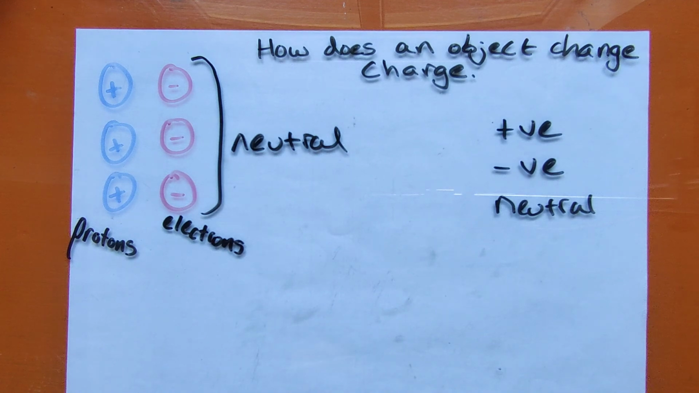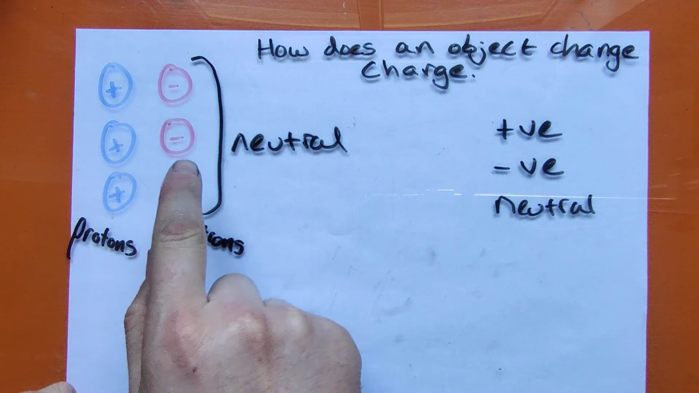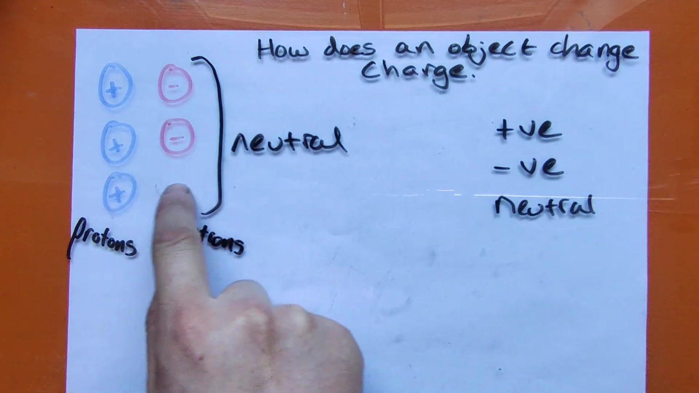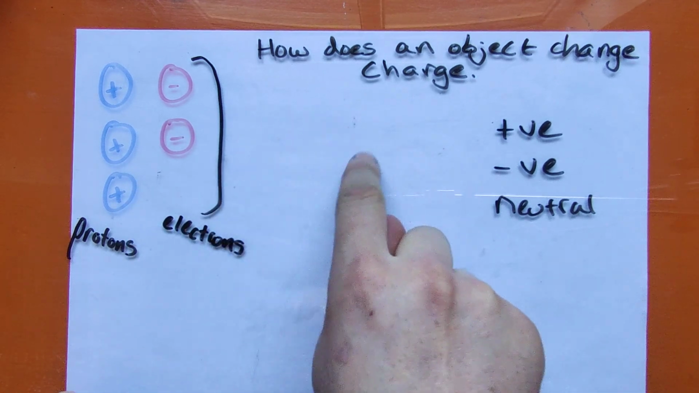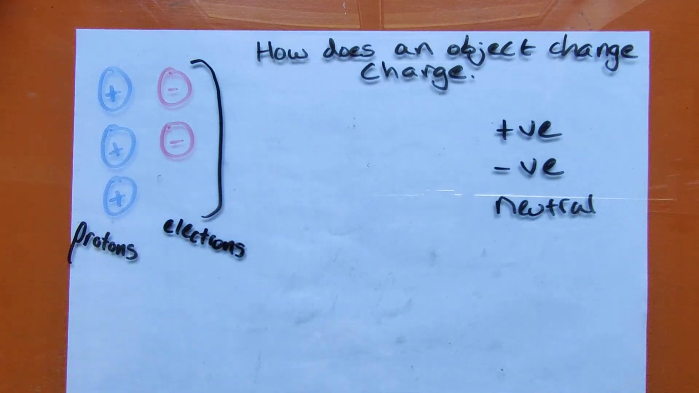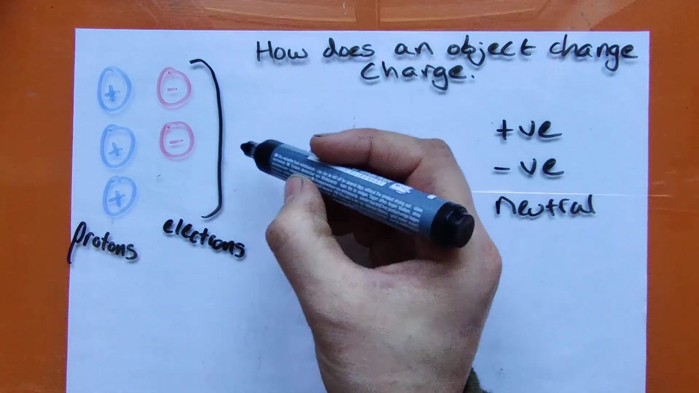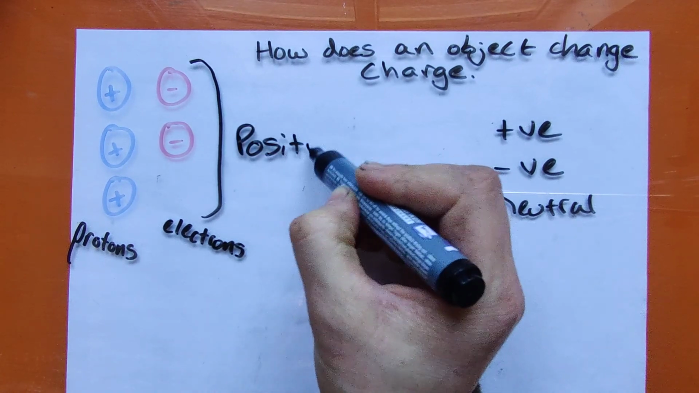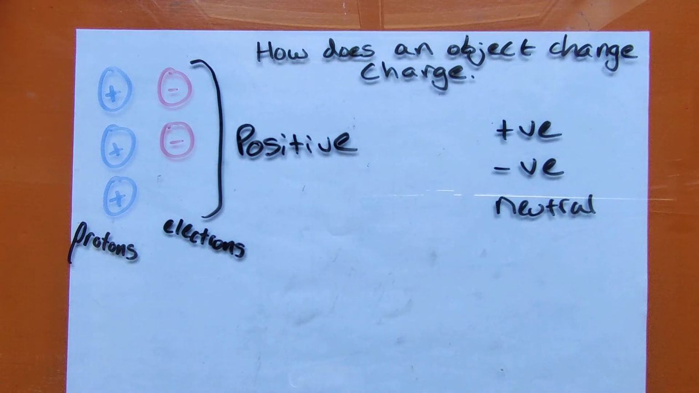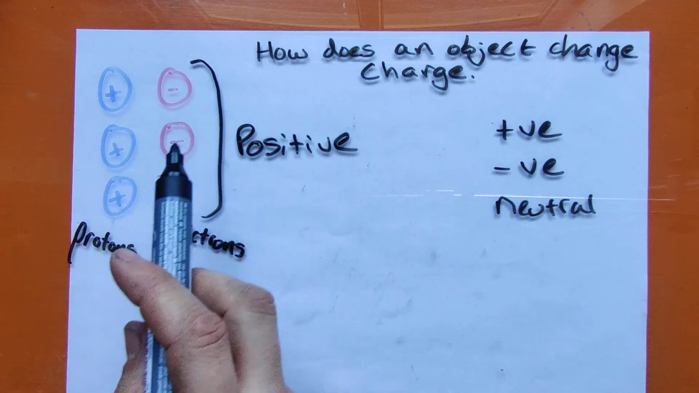However, if we were to remove one of these electrons, it would change, because now it's got more protons, more positively charged things in it. So therefore it is positively charged. So overall it has a positive charge because it has more positively charged things than negatively charged things.